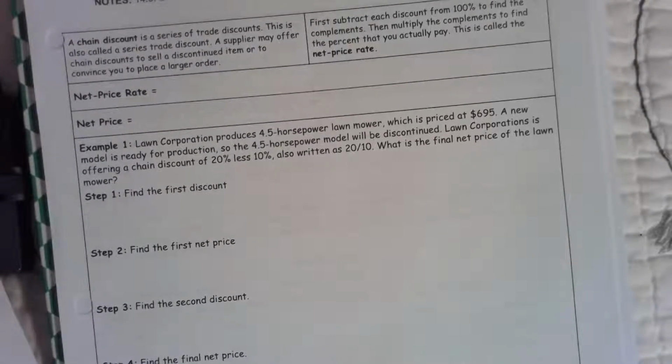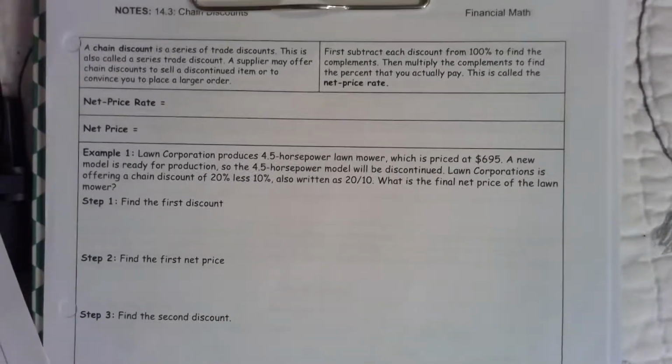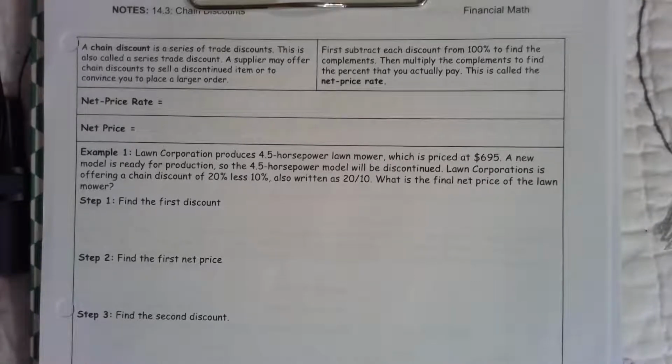We are now into 14.3, which is all about chain discount. A chain discount is a series of trade discounts. This is also called a series trade discount. A supplier may offer chain discounts to sell out a discontinued item or to convince you to place a larger order.